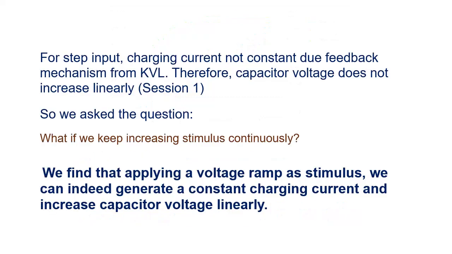In Session 1, for step input, we discussed a feedback mechanism due to KVL that prevents charging current from staying constant and does not allow the capacitor voltage to increase linearly. So we asked the question: what if we keep increasing stimulus continuously? We find that by applying a voltage ramp as stimulus, we can indeed generate a constant charging current and increase capacitor voltage linearly.